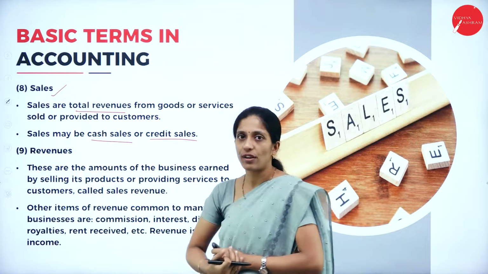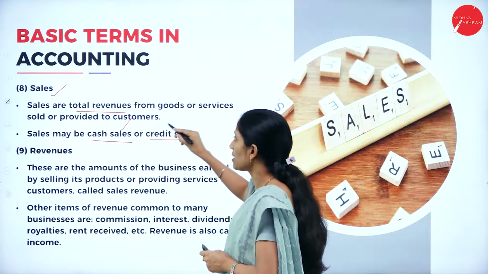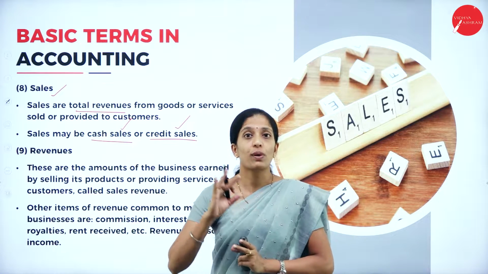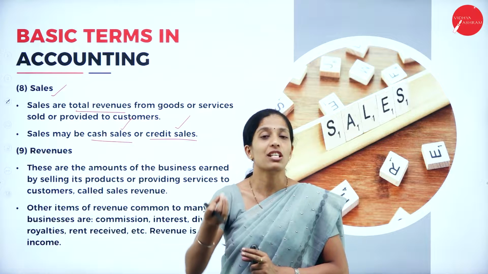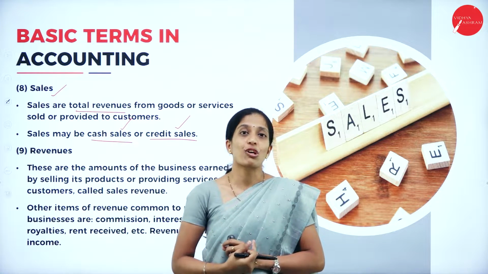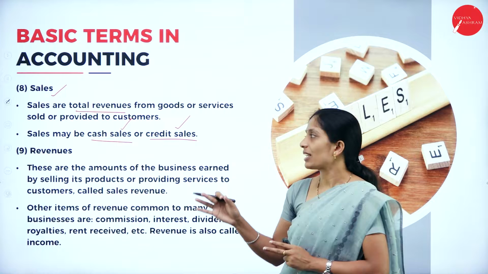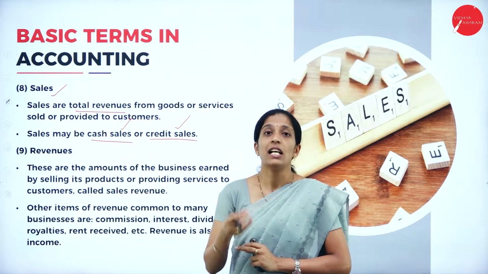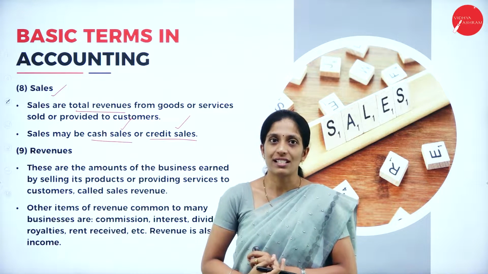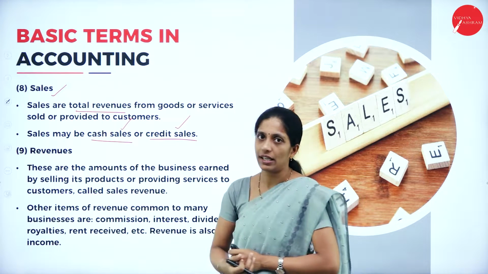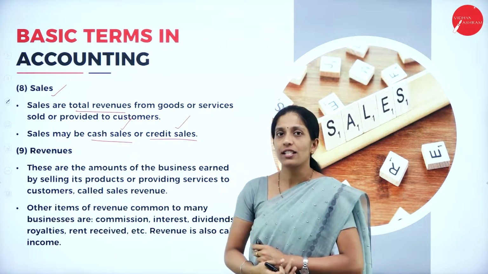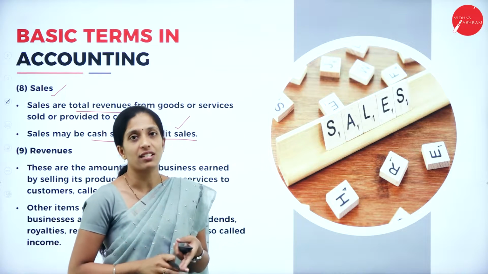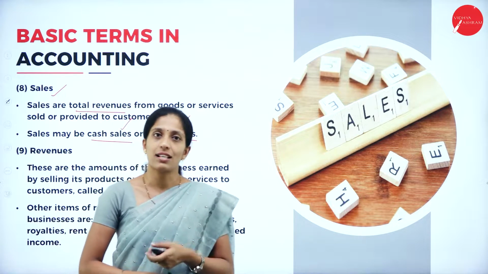So here also in case of sales, sales can be cash sales or credit sales. Now what do I mean by cash sales? Here the goods will be sold but the cash is received immediately. That is known as cash sales. Whereas coming to credit sale, here the goods are sold but the payment is not received immediately. In the future, we are going to receive the payment. So they are termed as credit sales. Hope you are clear with sales. Sales is nothing but the total revenue which is earned from the sale of goods and services to the customer.